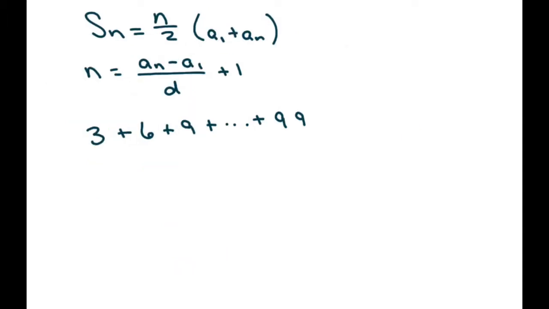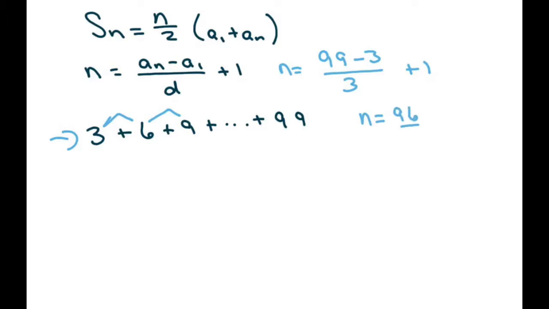Okay, the next one is here, and I'm going to have to find the number of terms. Definitely you don't want to manually do this one. So we're going to take our last term minus our first term over your common difference, which is positive 3, plus 1. So our n is going to be 96 over 3 plus 1. So our n equals 32 plus 1. So we have a total of 33 terms. All right, that's our n.